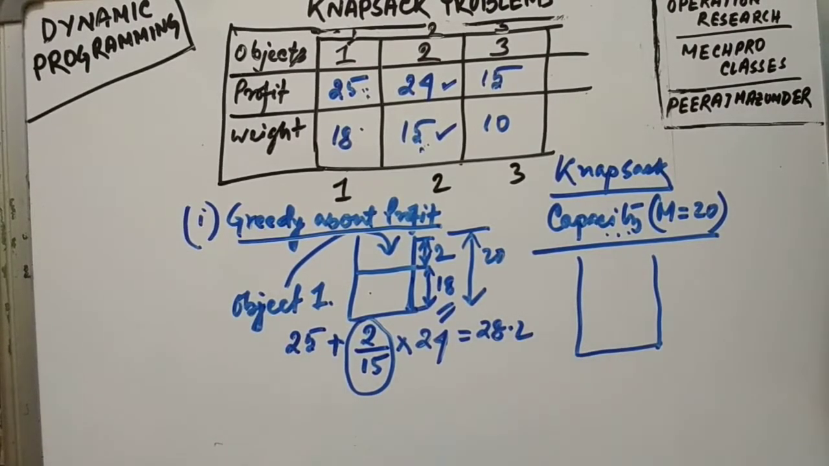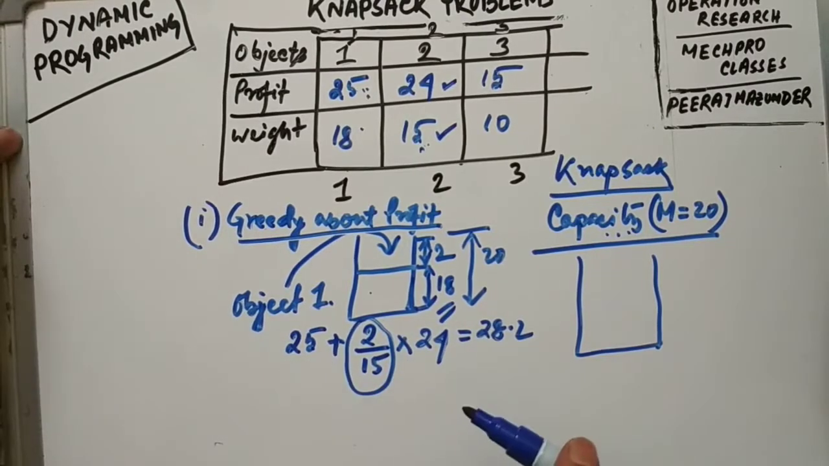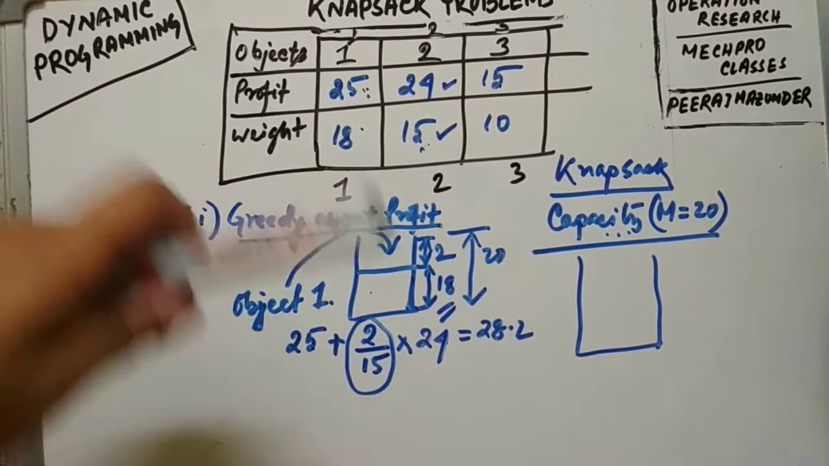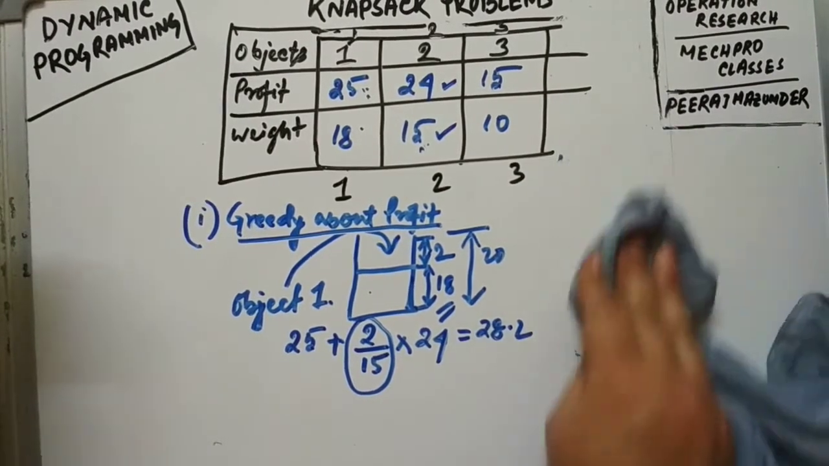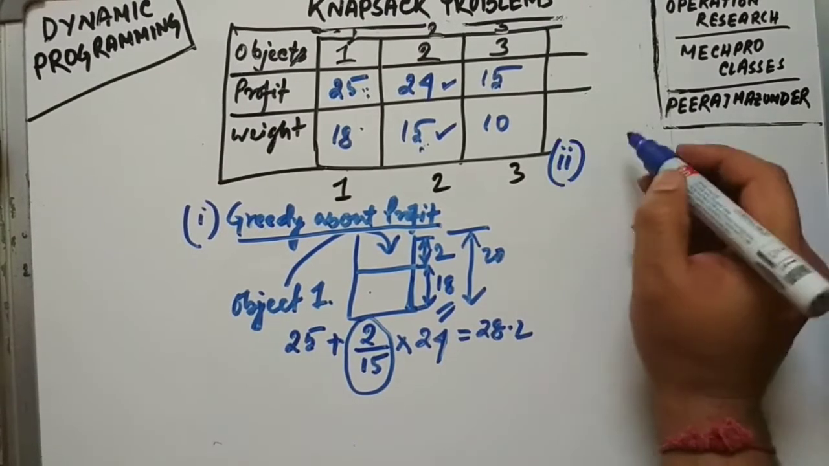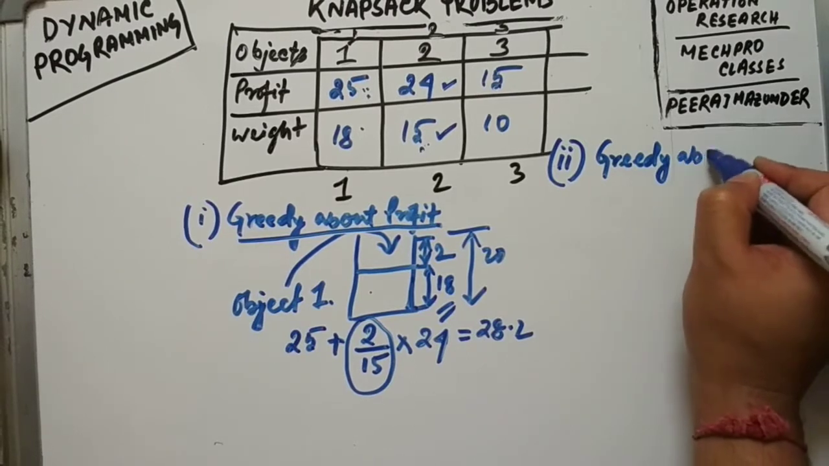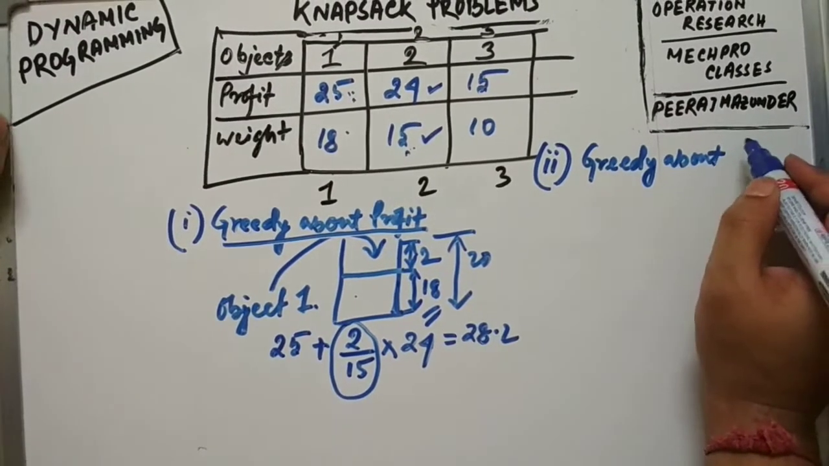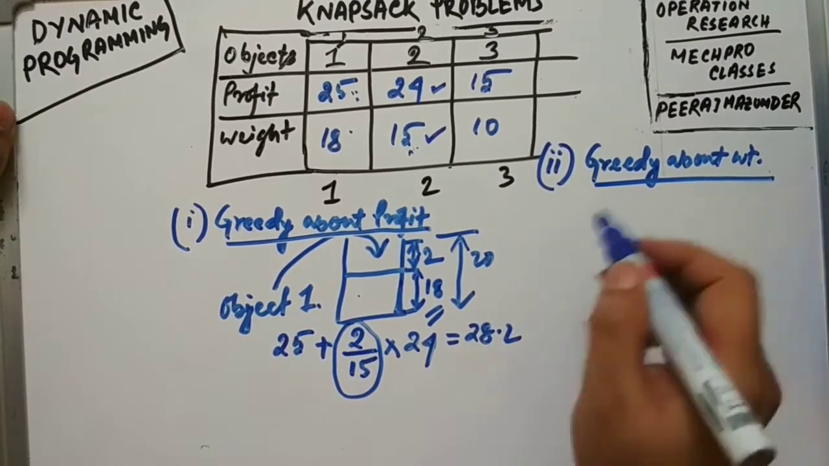Now let us consider that we are greedy about weight. So the second approach will be, we are greedy about weight, WT in short form.